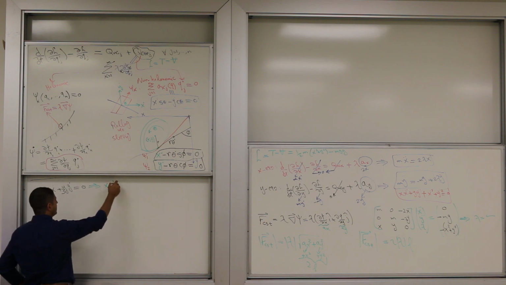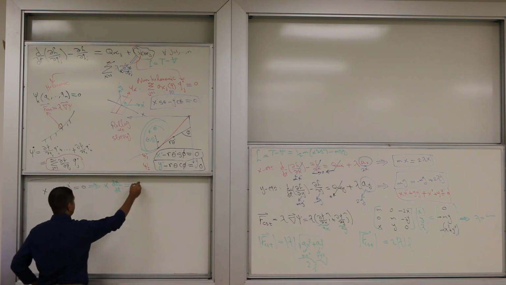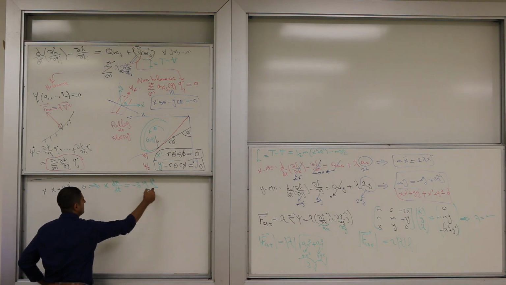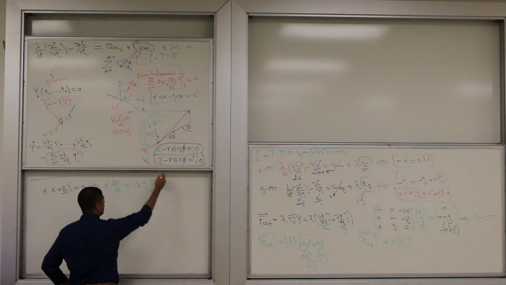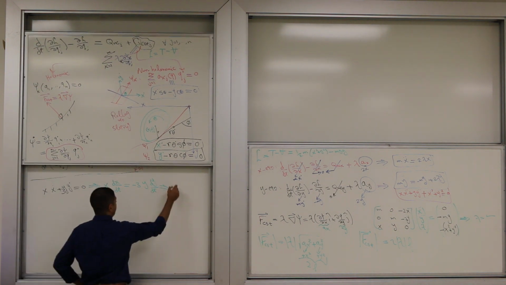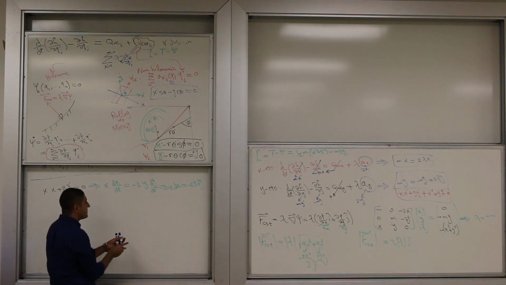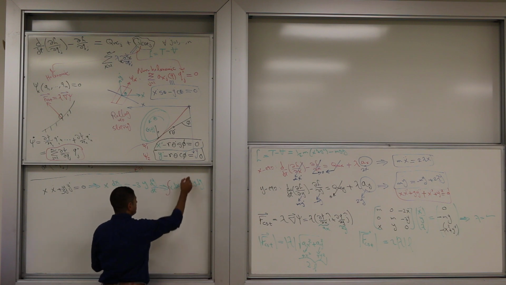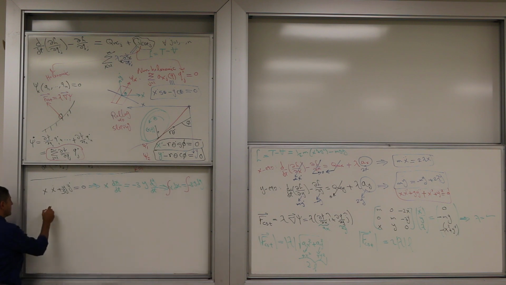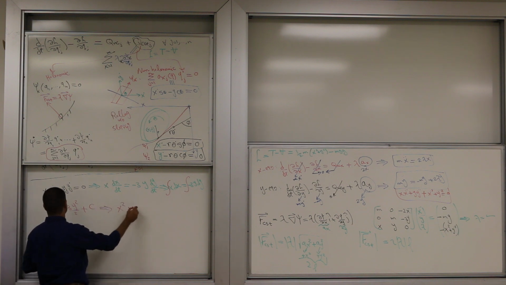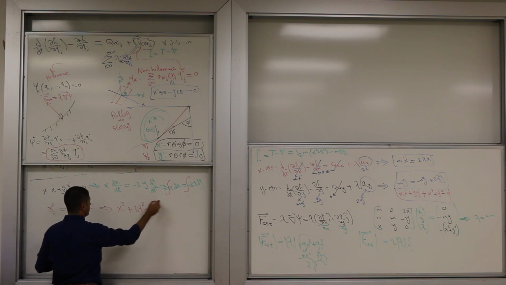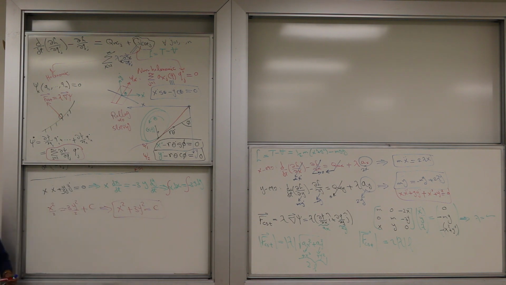This is x dx by dt, right? Equals negative 3y dy by dt. Which means x dx is equal to negative 3y dy. And indeed, I can integrate this one, right? To get x squared over 2 equals negative 3y squared over 2 plus some constant. In other words, you have x squared plus 3y squared equals constant. This is a surface, right?